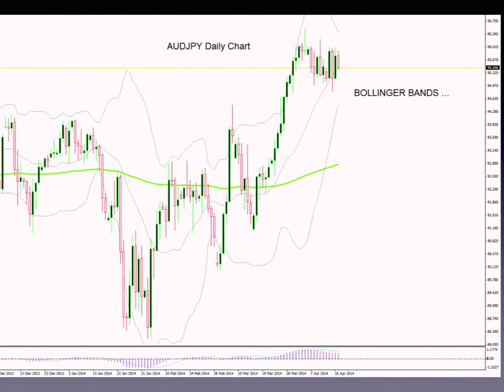That is saying we might stay in this range for a while until these Bollinger Bands open up. What's going to cause the Bollinger Bands to open up? Volatility. So we need volatility in the market for these Bollinger Bands to open.